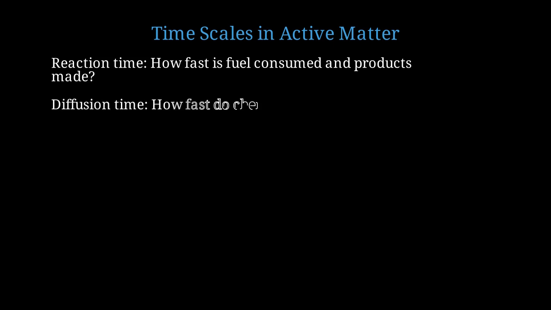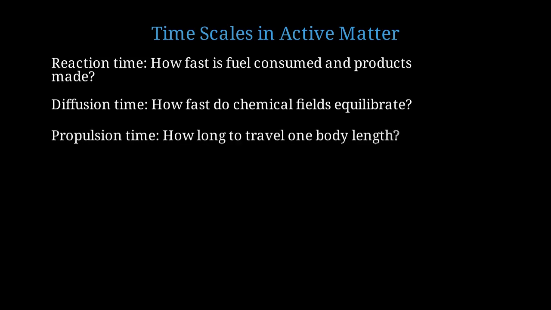The diffusion timescale is L squared over D, where L is a characteristic length and D is the diffusion coefficient. For micrometer scale particles and typical molecular diffusivities, this is milliseconds to seconds. The propulsion timescale is L over V, the time for a particle to travel its own length. For velocities of 10 micrometers per second and micrometer-sized particles, this is also around 0.1 seconds.